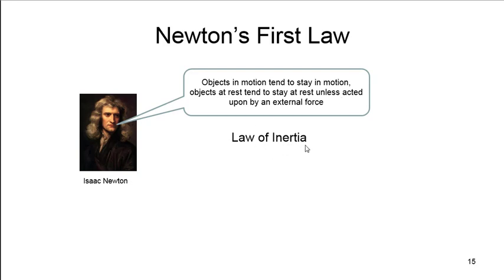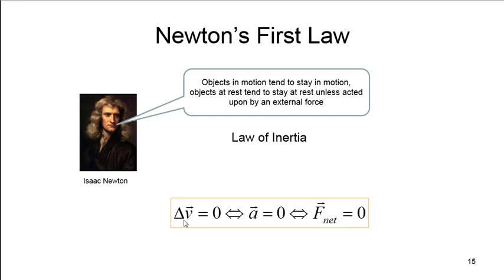Okay? Objects that are in motion will stay in motion, and that really means with a constant velocity, unless they are acted upon by an external force. Objects at rest, so this means objects that have a velocity of 0, will keep that velocity of 0 unless they are acted upon by an external force.